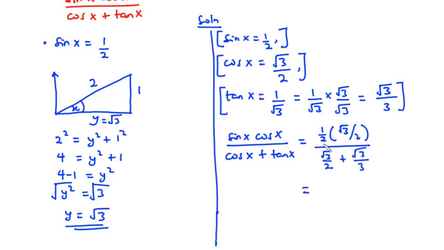Let's simplify. So 1 times root 3 is root 3, divided by 2 times 2 is 4, divided by the LCM between 2 and 3, which is 6. 6 divided by 2 is 3. 3 times root 3 is 3 root 3, plus 6 divided by 3 is 2. 2 times root 3 is 2 root 3. Now let's simplify further.